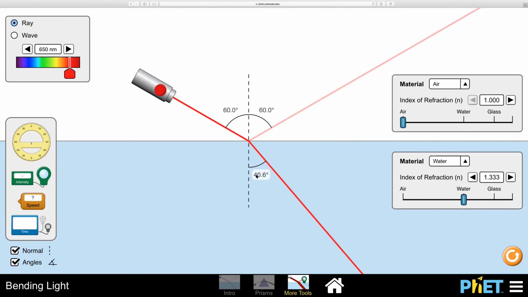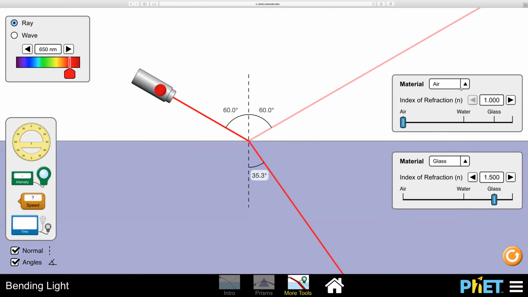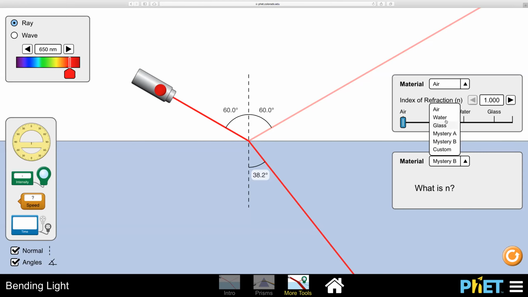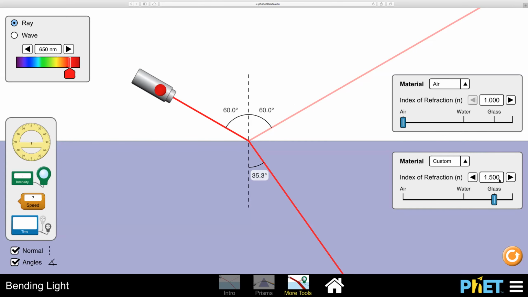So the question now becomes, okay, how do I figure out what this angle is? What equation can I use to figure that out? Now, let me keep this angle up here at 60 and let's look at some different materials. So let's say glass. Notice that the angle changed. Mystery A, angle change. Mystery B, angle change. Custom, I could change this number over here, N. You'll see what that means in just a little bit.